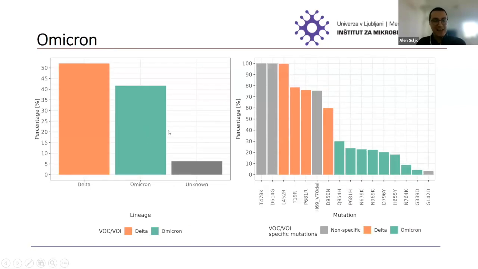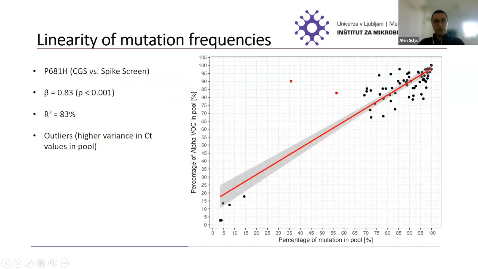Yes, that will be. The same thing could be demonstrated in Omicron, where we can see the same linearity between the frequency of the characteristic mutations and the true composition of the pool. So to really demonstrate that the spike screen strategy can reliably assess the percentage of a given variant based on the characteristic mutation frequency, we performed linear regression modeling for the P681H mutation that we saw was very stable in the alpha variant.